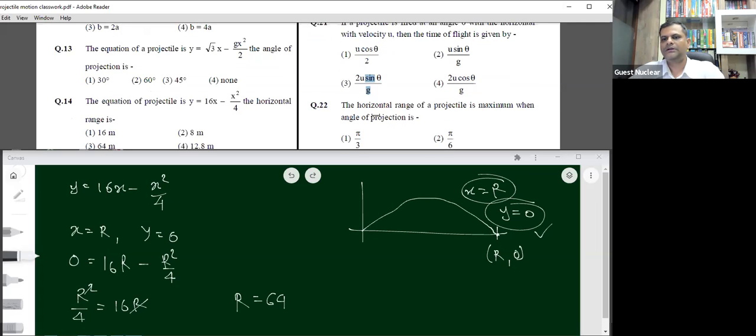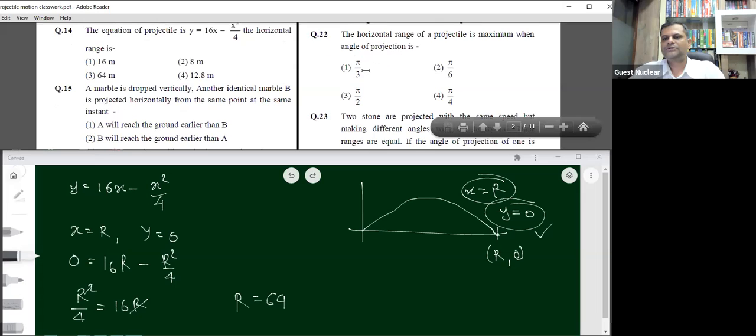It's very simple. Next is, the horizontal range of a projectile is maximum. Then the angle of projection must be pi by 4. It is again a memory based question. Yes.